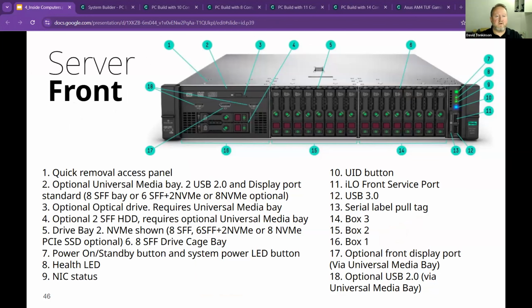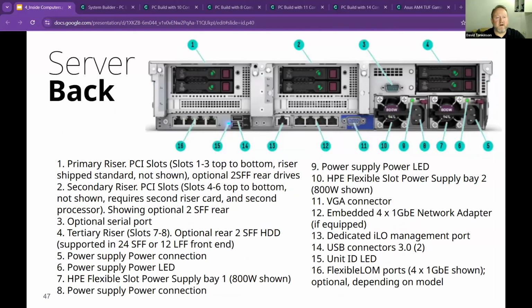So there's a front panel, and you can see different disk drives in the front, and you can see different notations in there. So we can see a lot of quick removal access panels, other bits and pieces in there. I'm not going through them in a list, okay. But you can see the front and the back of the server there.